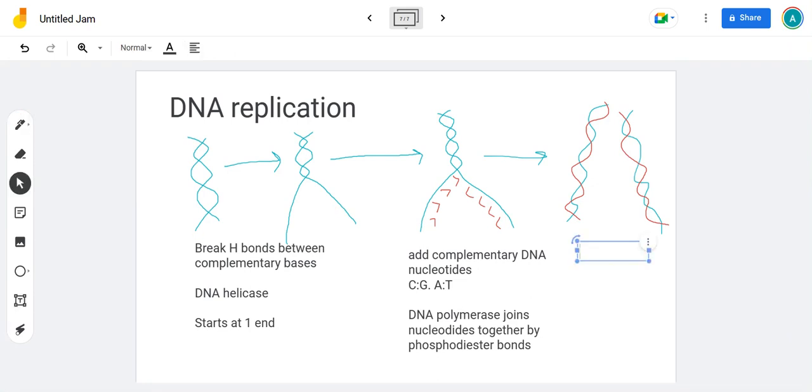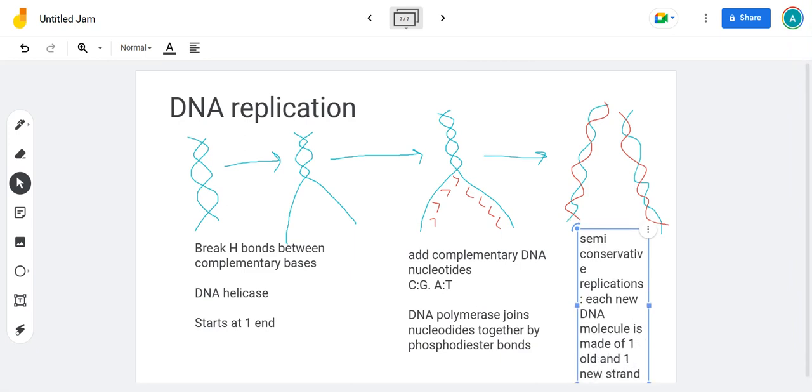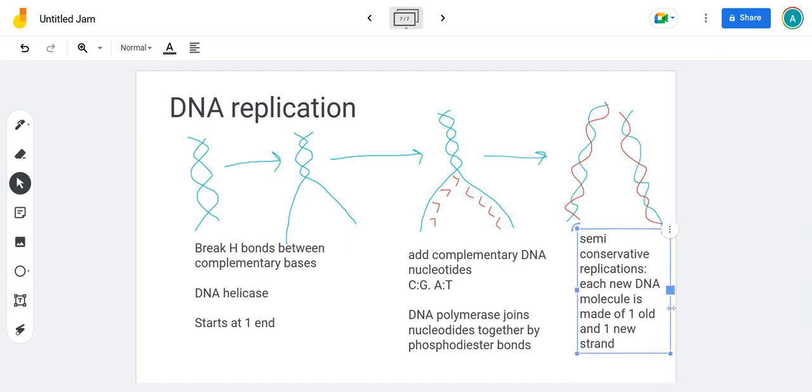If it was conservative, it would conserve two blue strands, two original strands. If it were disruptive or dispersive, the red and blue would be scattered all over the place. But actually, it's called semi-conservative replication because each new DNA molecule is made of one old and one new strand of DNA. So that's called semi-conservative replication, and that's the model that we know it actually uses. There's a really famous experiment that shows this, which I'll go through with you as well.